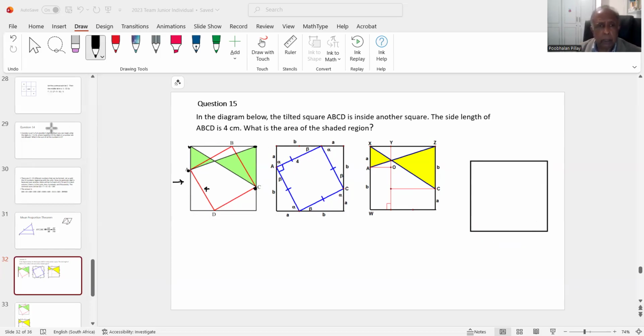I'm going to avoid all these symbols. I'm just going to draw the square. So you have... okay, not bad.